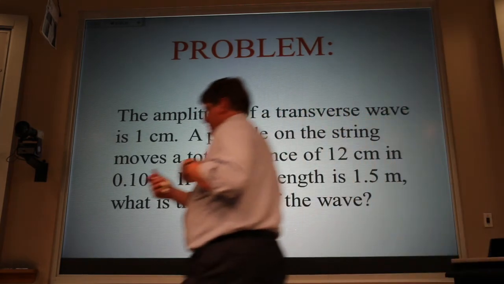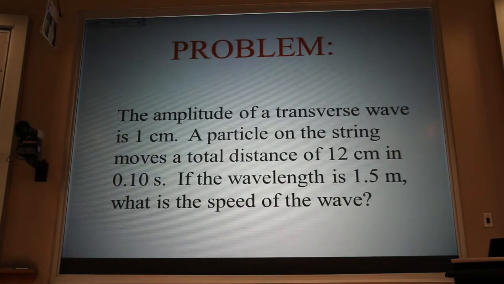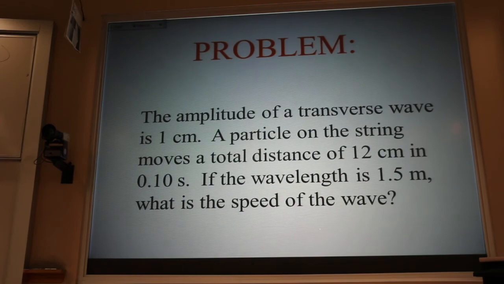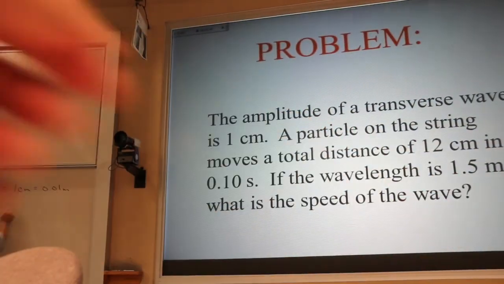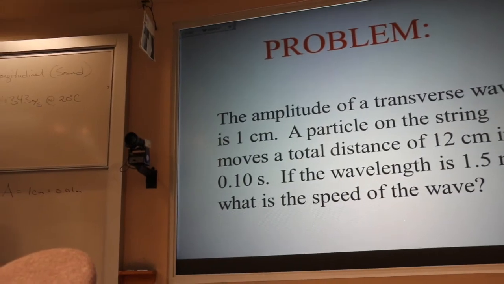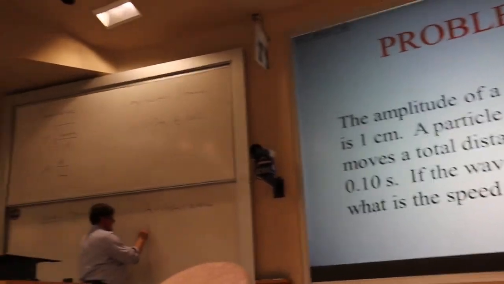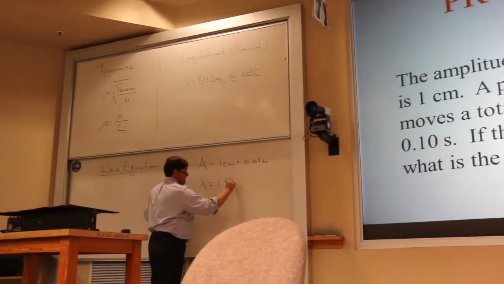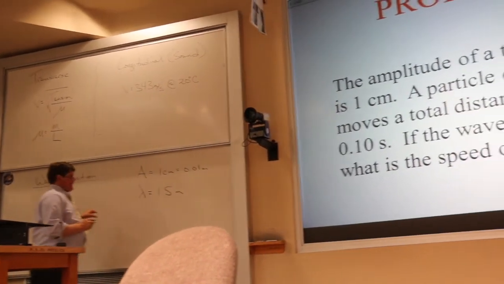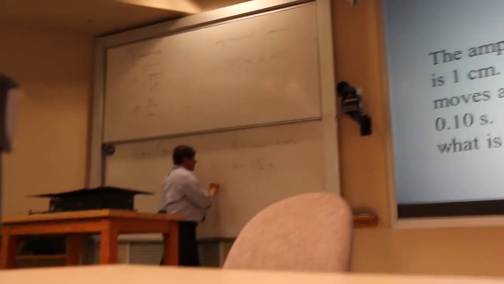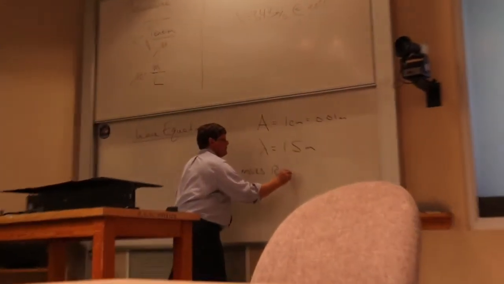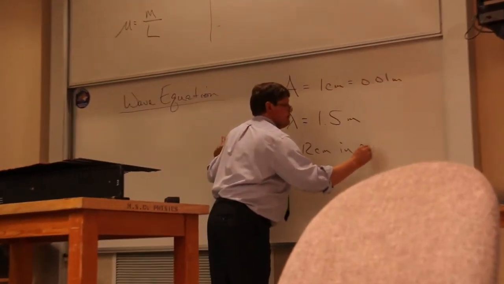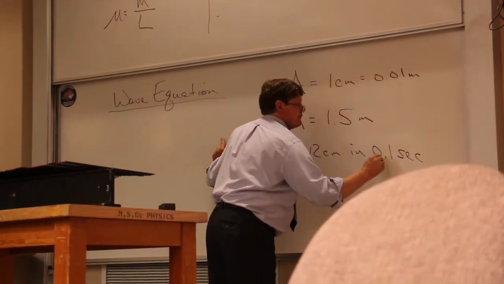So let me put the relevant information here. We have the amplitude is 1 centimeter, 0.01 meter. We have that the wavelength is 1.5 meters. And we're told that a particle moves 12 centimeters in 0.1 seconds.